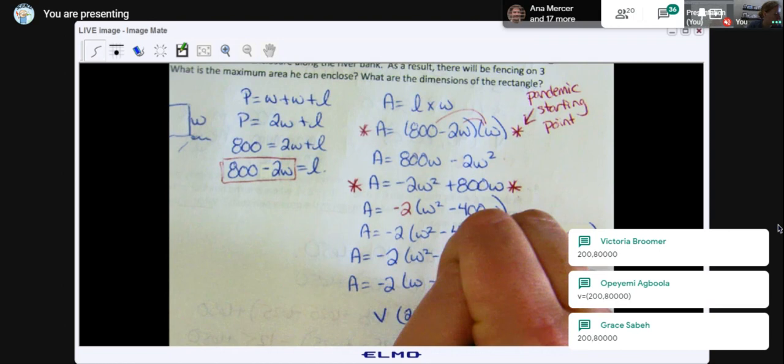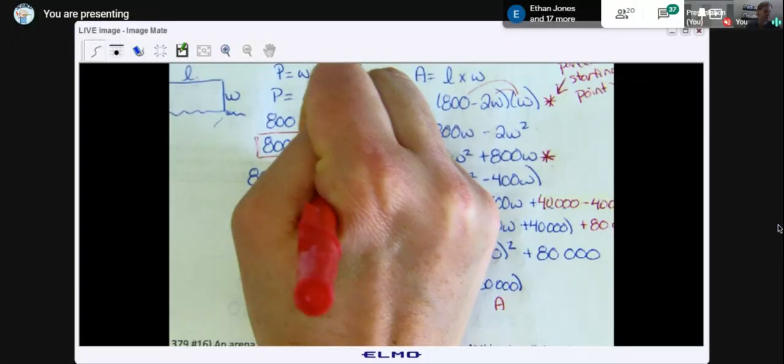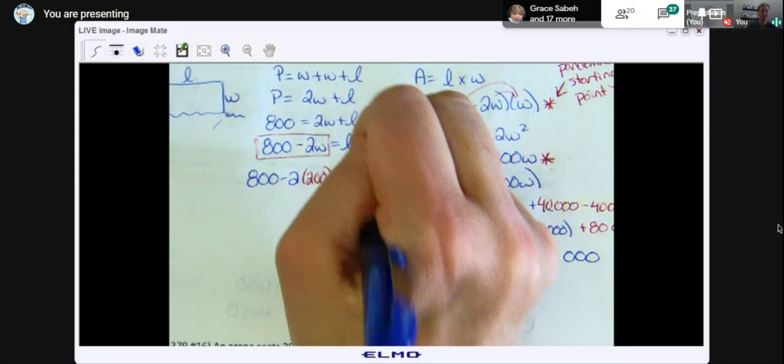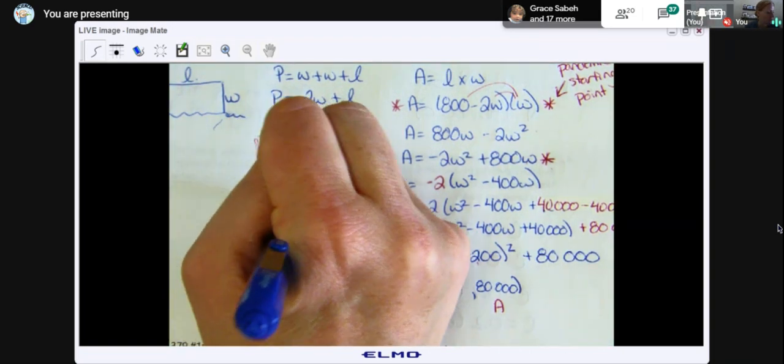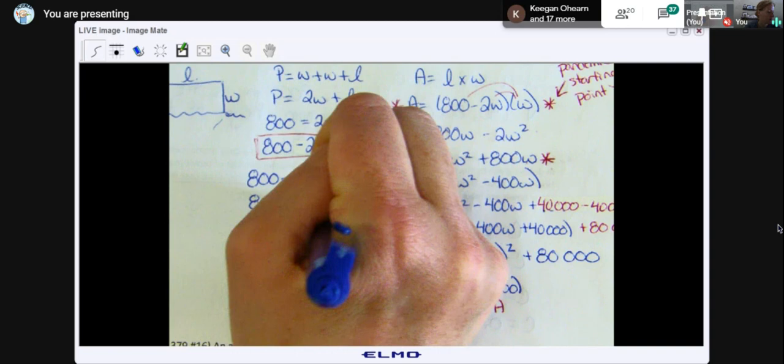The question was two parts. It said, what is the maximum area and what are the dimensions? So we've got width right here, 200 meters. We need to figure out our length. We're going to go back to this. I'm going to say 800 minus 2 times 200 equals length. That gives me 800 minus 400 equals length. So 400. My therefore statement.